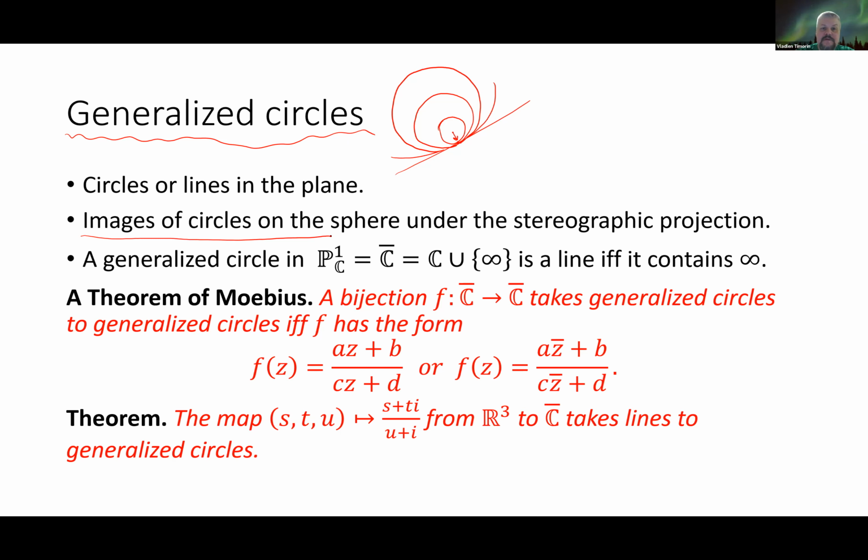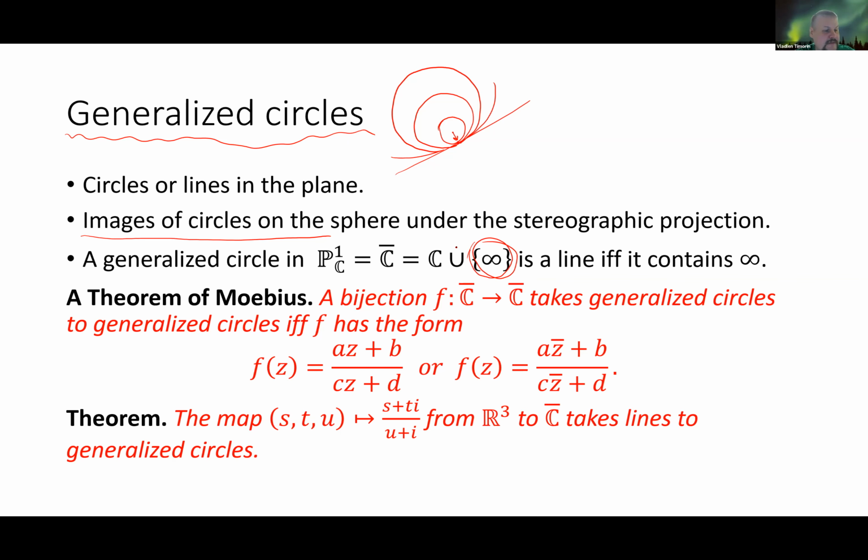So generalized circles passing through infinity are lines. If a generalized circle passes through infinity, then this is a line, and if it doesn't pass through infinity, then this is a genuine circle.